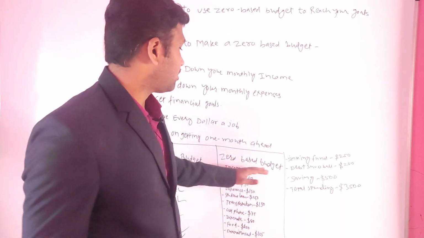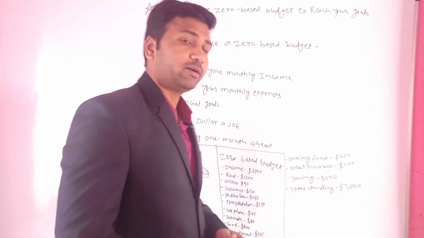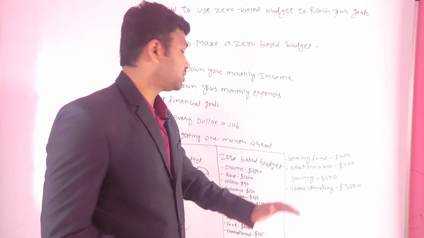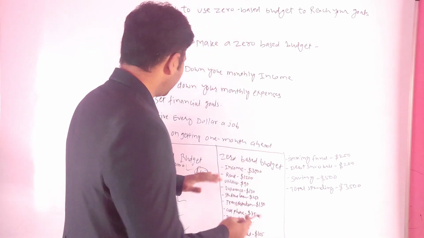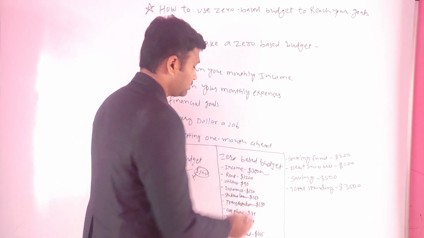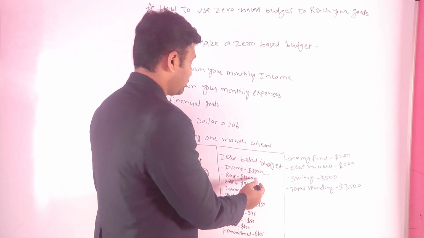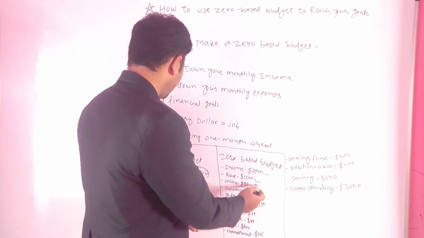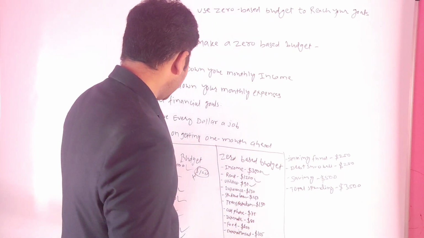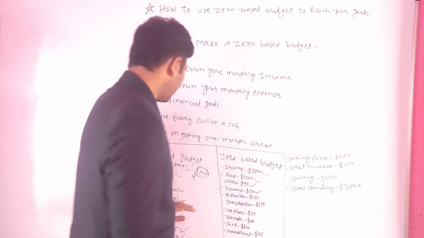So now take an example of how the zero budget is effective, and we can understand how much we are able to save in zero budgeting. So in the zero budget, your income is the same. So I keep the income the same, 3,500. Your rent is 1,200. So same expenses, there is no addition. In utility you spend 90. In insurance you spend 130.